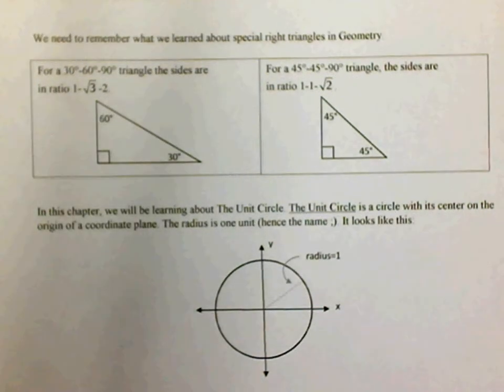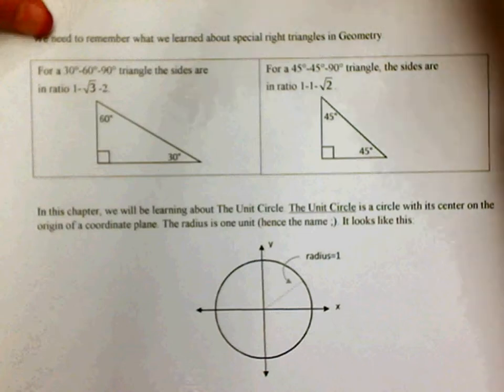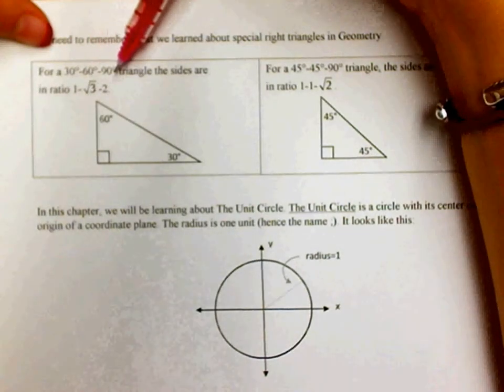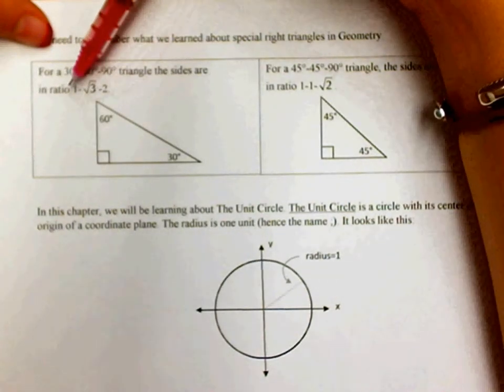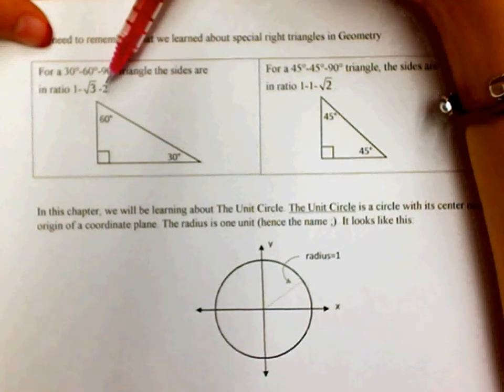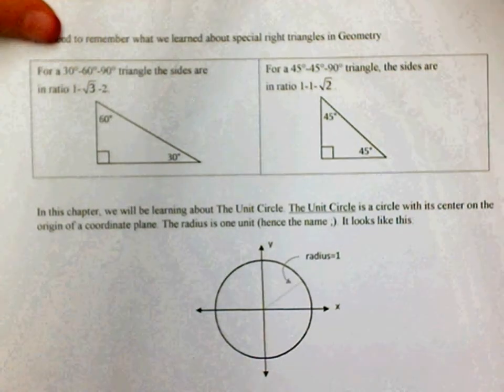And I don't know how your geometry teacher taught you last year, but there are two different kinds of triangles that we consider special right triangles, 30, 60, 90, and 45, 45, 90. And you can see them in front of you here. And the special thing about them is that the ratio of the sides is always the same. So the sides are always in the same exact proportion. So here, for a 30, 60, 90 triangle, the sides are always in ratio 1, square root of 3, and 2. This is one of those things that you're just going to have to memorize.